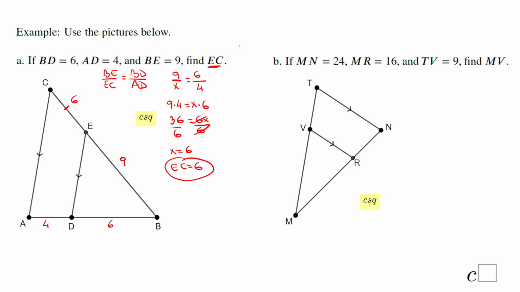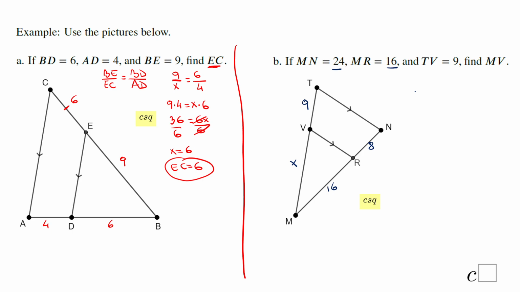Let's take a look at part B. Let's see what we have here. We have M and N. So now we have this whole segment. This is 24. MR is 16. So that means this one is 8: 24 minus 16, we can do this math. 24 is the whole, MR is 16, you subtract them and you get 8. TV is 9. And NV we need to find out. I'm going to call it X.